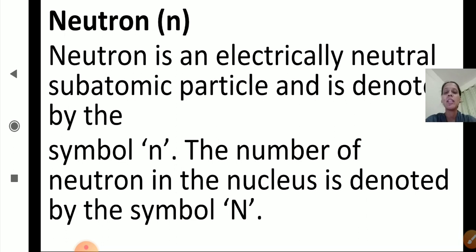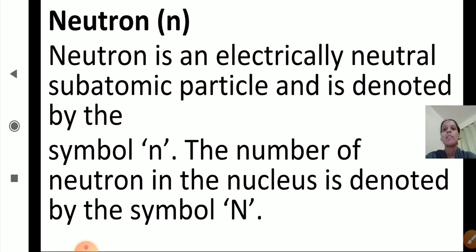Now the next one, that is, the neutron. A neutron is an electrically neutral subatomic particle and is denoted by the symbol small n. The number of neutrons in the nucleus is denoted by the symbol capital N. So the neutron is an electrically neutral subatomic particle present in the nucleus.